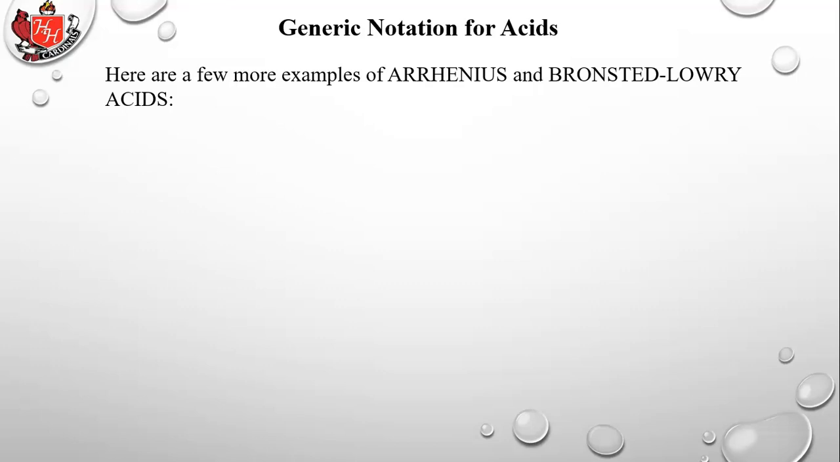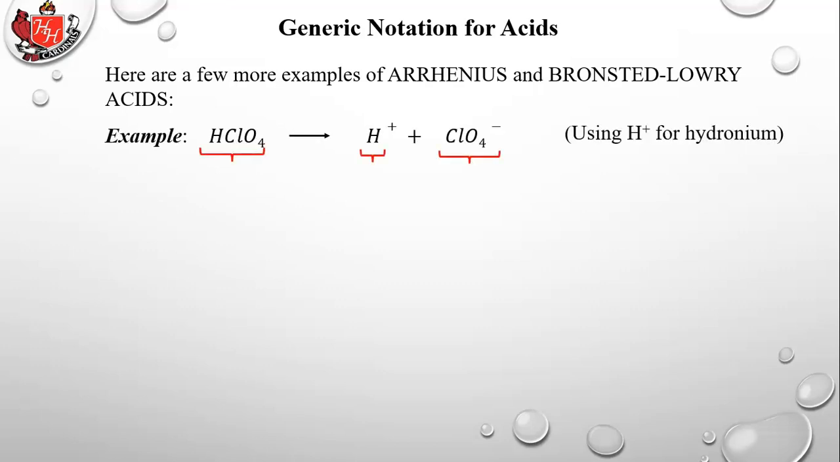Here are a few more examples of Arrhenius and Bronsted-Lowry acids. So there's HClO4 produces H plus and ClO4 minus. So once that H breaks away, it leaves behind a ClO4 minus. So the generic way to write that acid is HA produces H plus and the A minus. So the A minus represents the ClO4 minus.